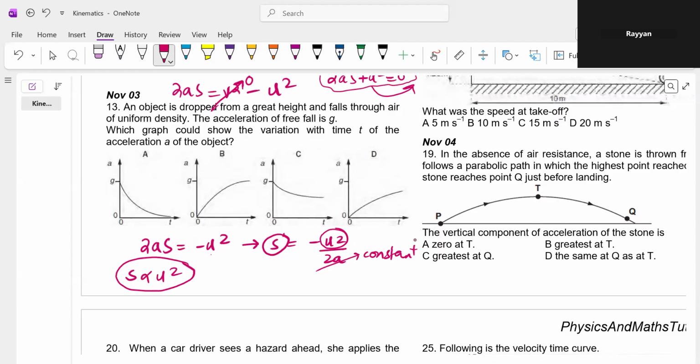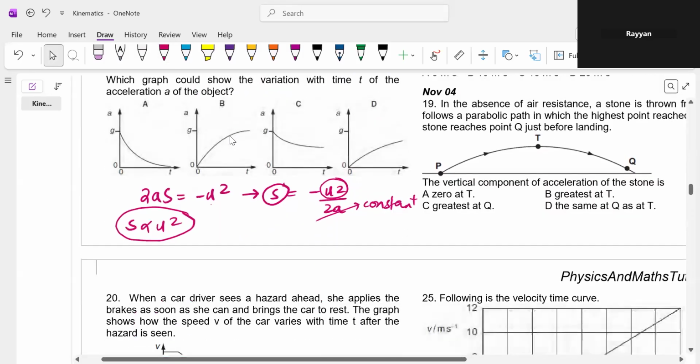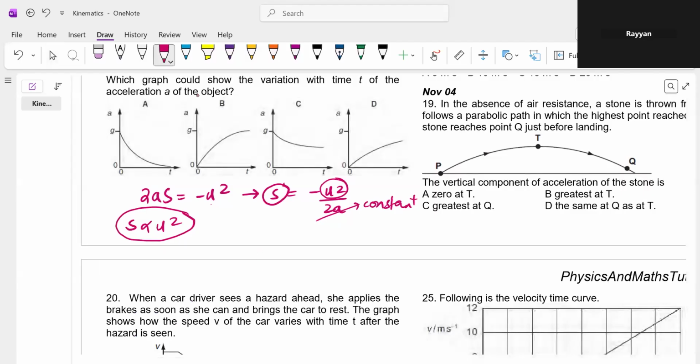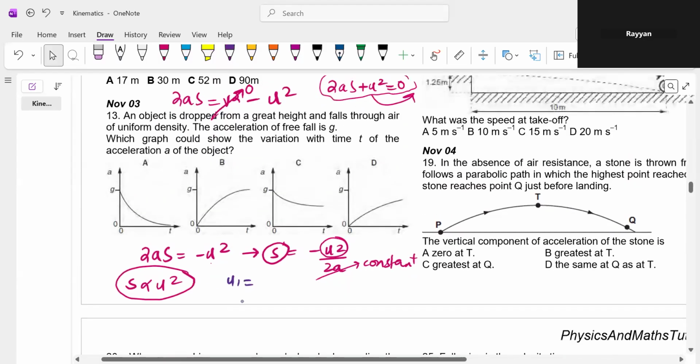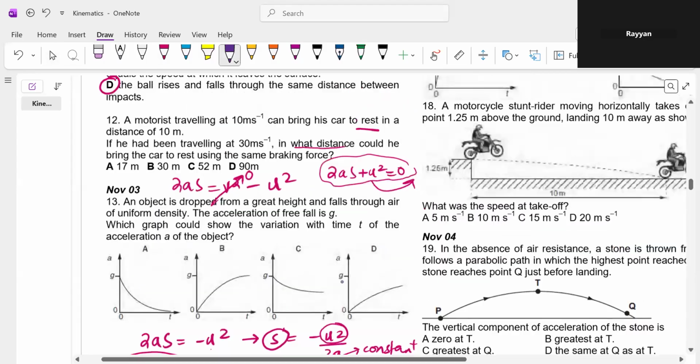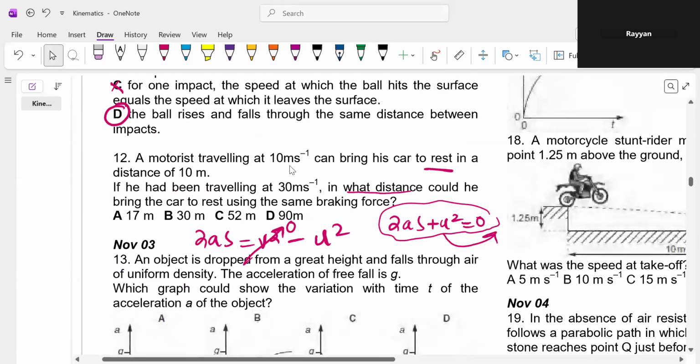Afterwards, now you need to calculate the new distance. In what distance could he bring the car to rest? So initially, what is u1? That is 10 meters per second. And what is your S1 in this question? Traveling at 10 meters per second, and S1 is 10 meters, right? This is u1, this is S1 and this is u2.